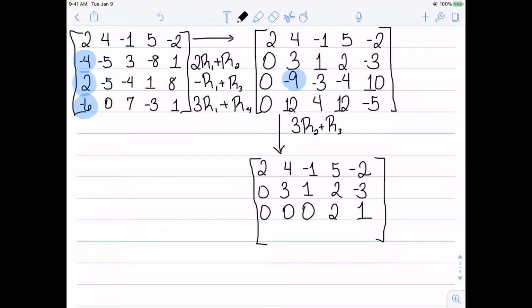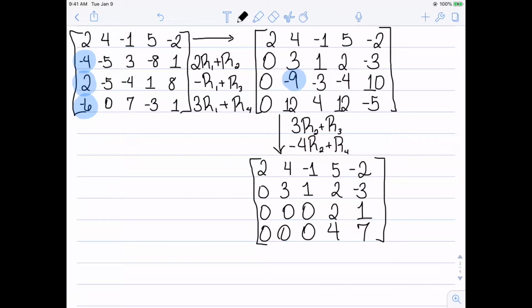So now we'll move on to the fourth row. For this, I'll do -4 row 2 plus row 4. And then have -12 plus 12 is 0. -4 times 1 is -4, plus 4 is 0. -4 times 2 is -8, plus 12 is 4. And -4 times -3 is 12, minus 5 is 7.